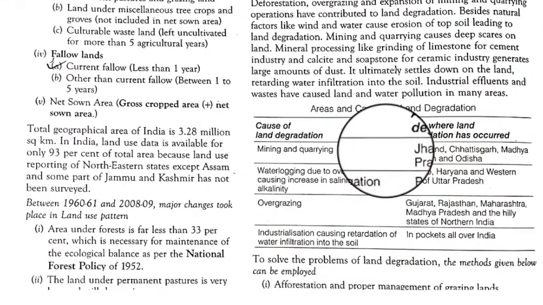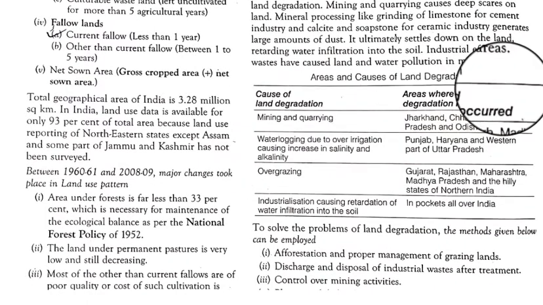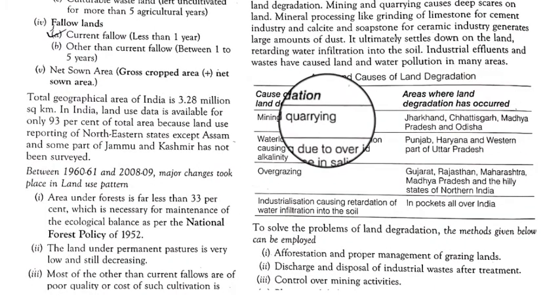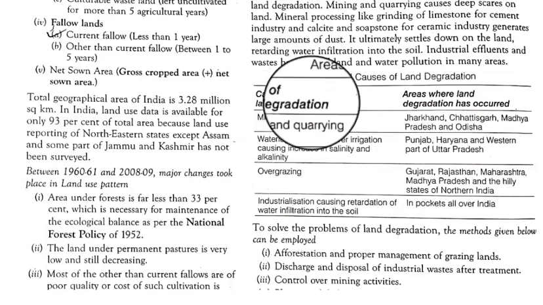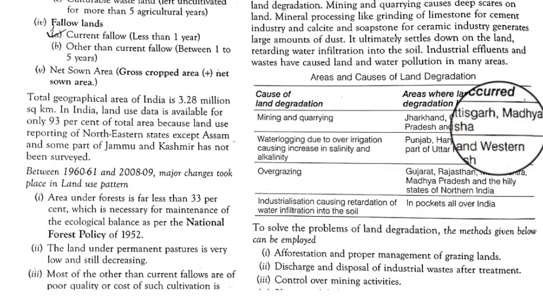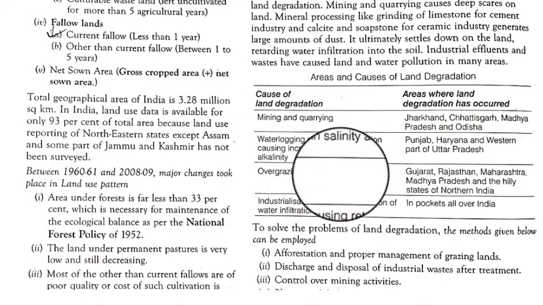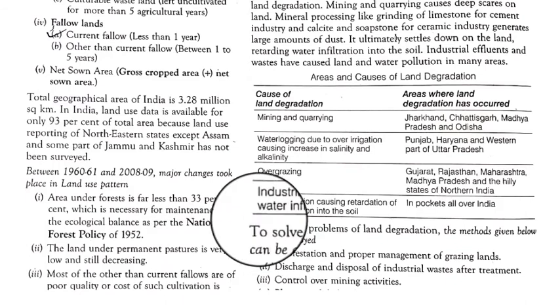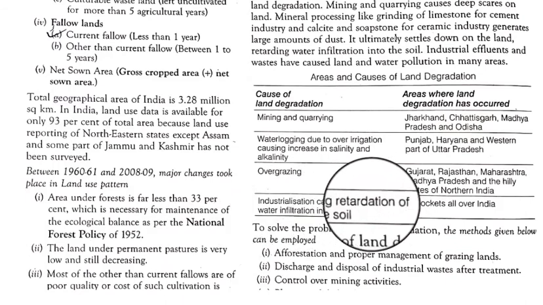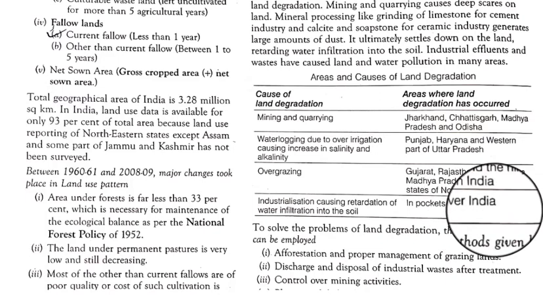Area and cause of land degradation. So there is a chart of the causes of land degradation and area. For mining and quarrying, lands are degraded basically in places like Jharkhand, Chhattisgarh, and Madhya Pradesh. For water logging, Punjab and Haryana; for overgrazing, Gujarat, Rajasthan, and Maharashtra; industrialization causing retardation of water infiltration into soil in pockets all over India.